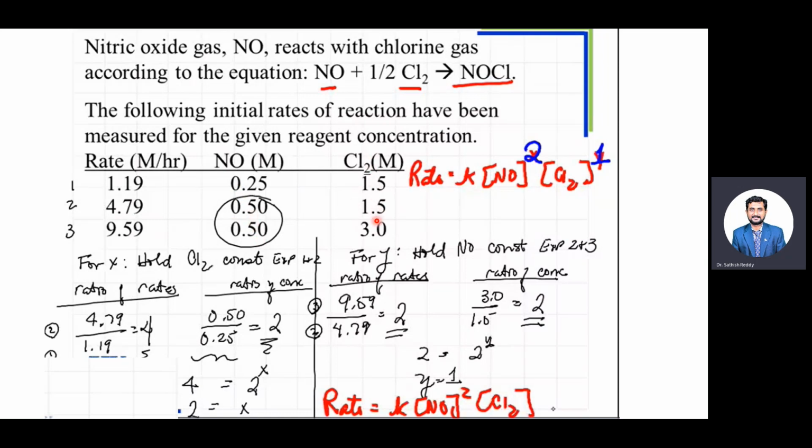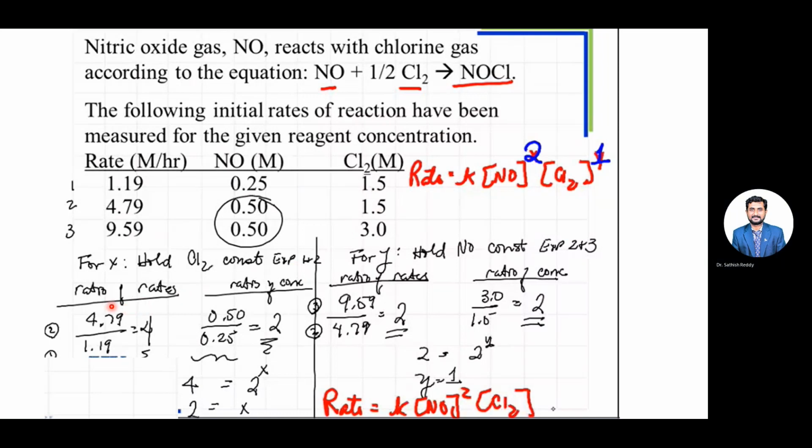Chlorine is 1.5, 1.53. So if you want to find the rate of this reaction, which one is constant? You see this one: one reactant is constant and we are varying the other two. Here the chlorine is kept constant.